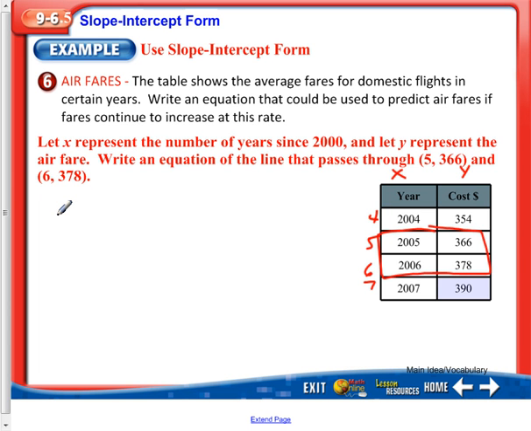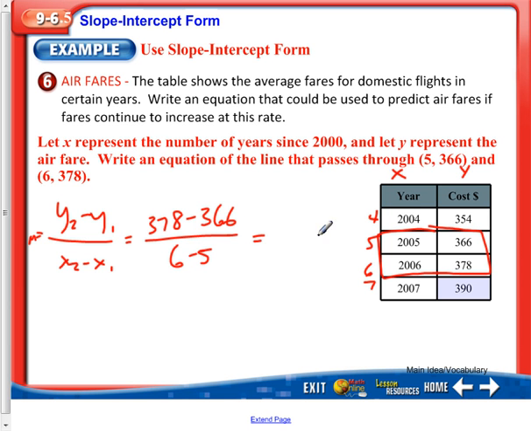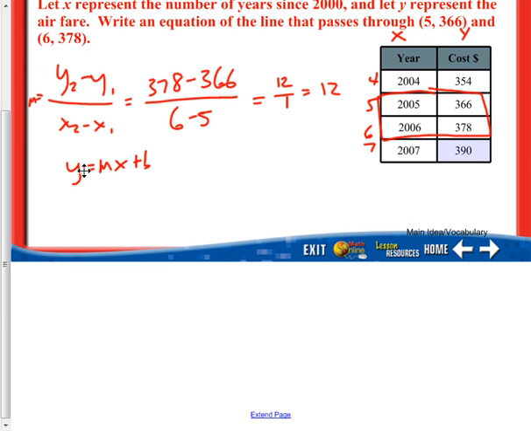So that's easy enough. We can just go ahead and do y2 minus y1 over x2 minus x1, and that will always be equal to our slope m. So y2 is going to be 378 minus 366 over 6 minus 5. So that's going to give us 12 over 1, which equals 12. So basically $12 per year. Now we can put this back into y equals mx plus b form. We're going to have to solve for that b, though, eventually.